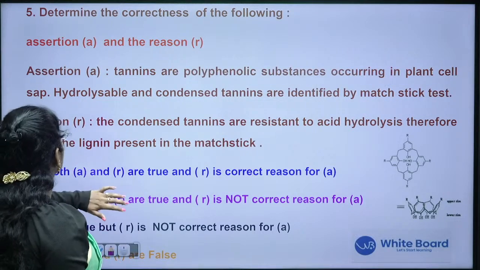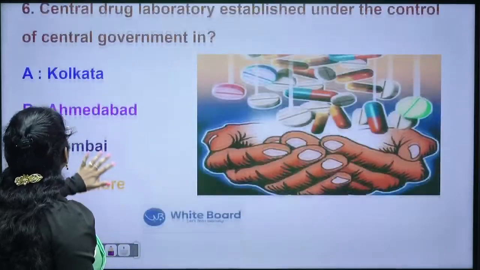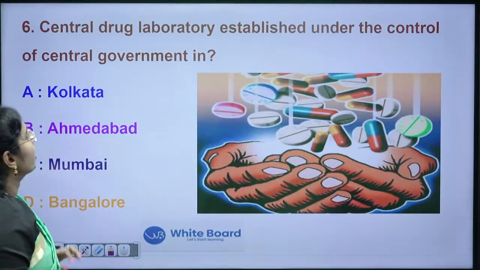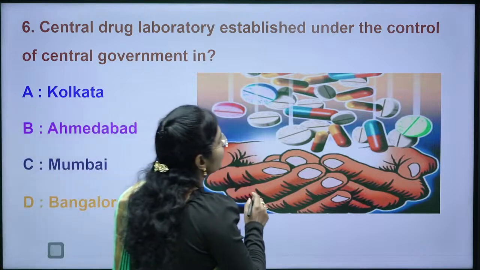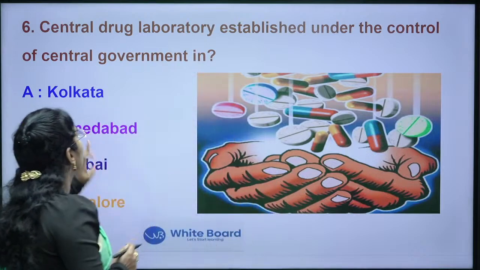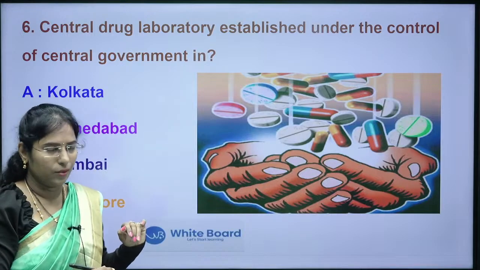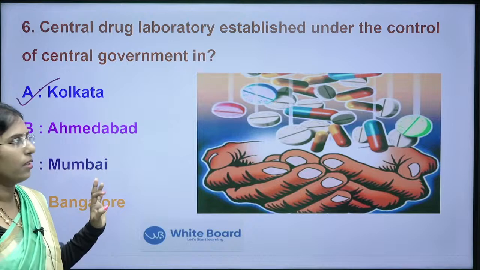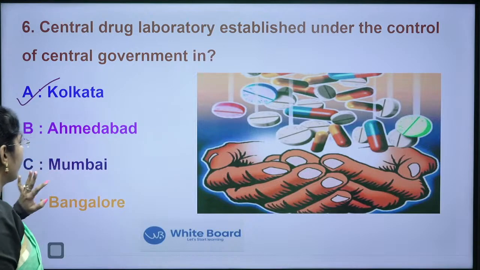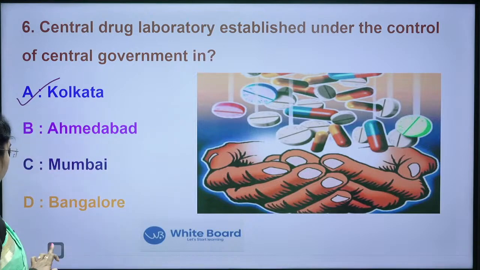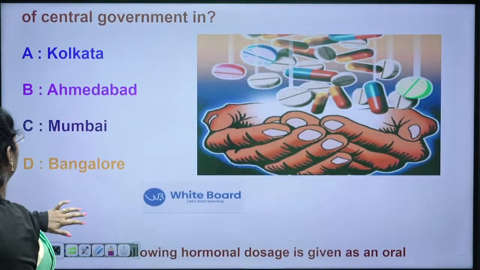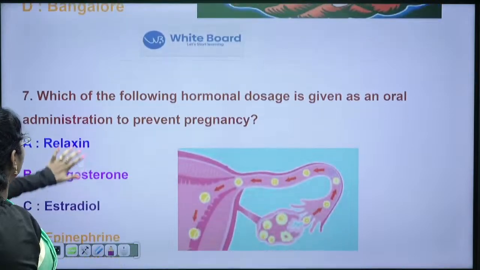So, next, question number 6. The Central Drug Laboratory, established under the control of the central government, is in which place? It is established in Kolkata. So this is a direct question only. It is established in Kolkata.